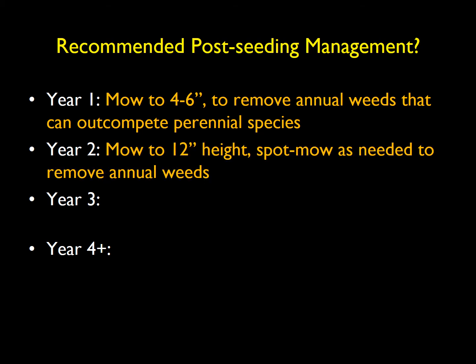Second year again, mow to about 12 inches or so. Again, that's just kind of, if there's still some annual weeds that have taken over, and if you see any patches where annual weeds have been doing very well, then you can mow those to a lower height again to give those perennial grasses a leg up, so to speak.